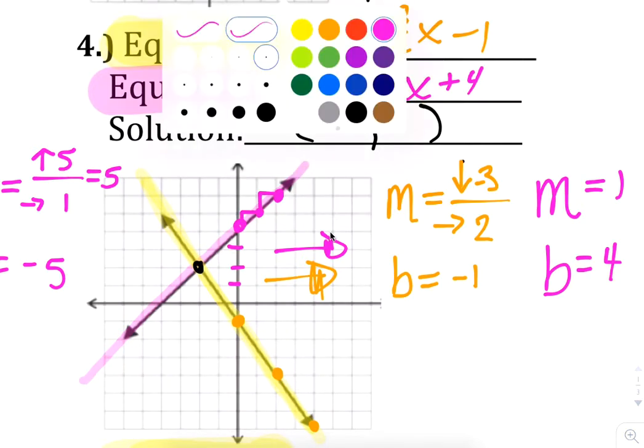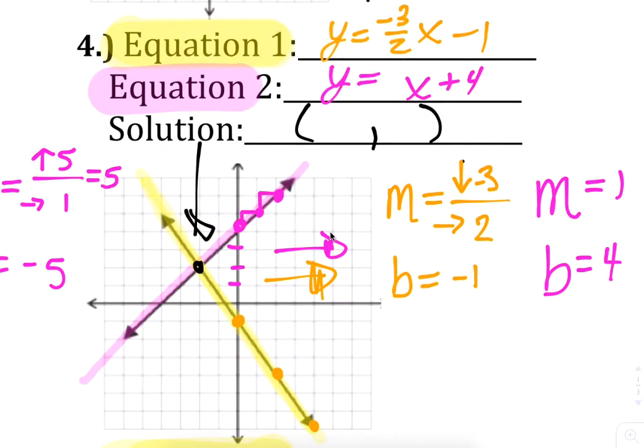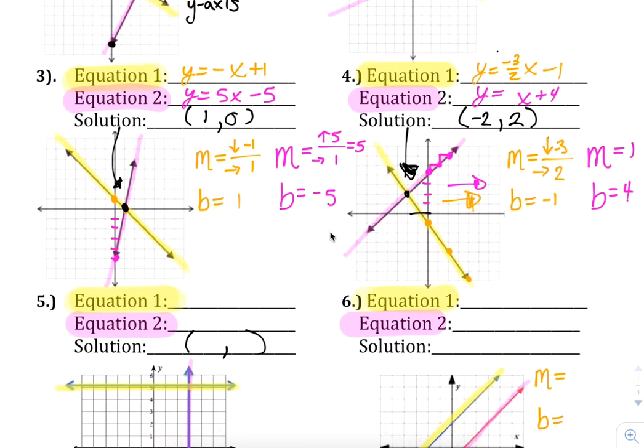All right, very last part, we need our solution, which is where we intersect. My intersection is at negative 2, that's to the left, and positive 2 means up. Negative 2, comma 2. All right, if you need any more time writing down 3 and 4, go ahead and do that now. We're going to move on to 5 and 6, last ones.